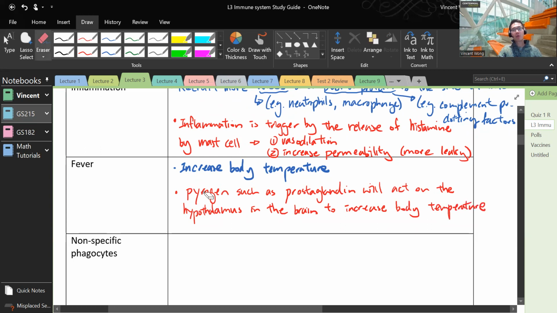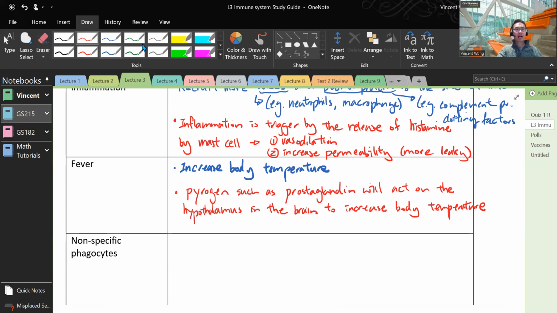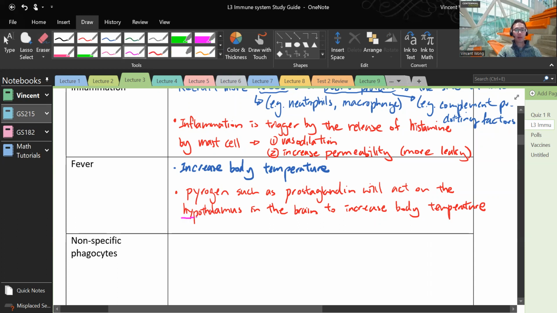Okay, so pyrogens are anything that would trigger a fever. There are different types of pyrogens. One example is prostaglandin, and it will go to the part of the brain called the hypothalamus, which you will learn more about later on in the brain unit. But the hypothalamus is the master gland of the body. It regulates many things, and one of the things that it does regulate is the body temperature. So the prostaglandin will tell the hypothalamus to turn up the temperature a little bit, and by increasing the body temperature, it helps to fight the infection.